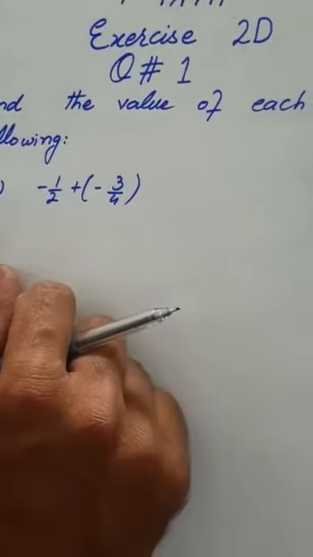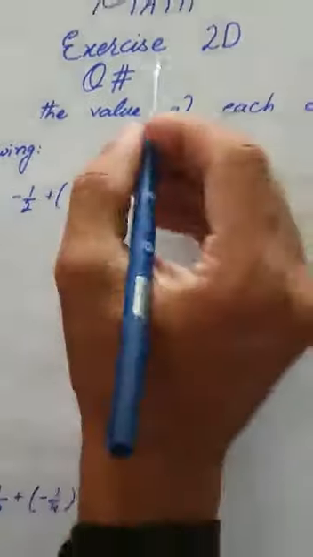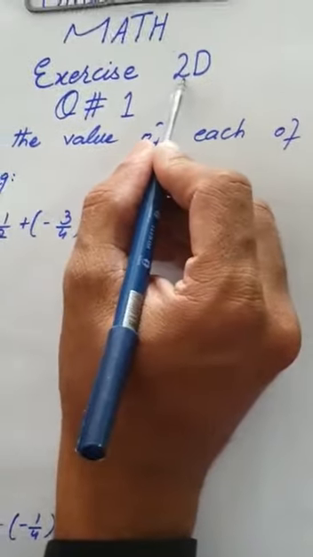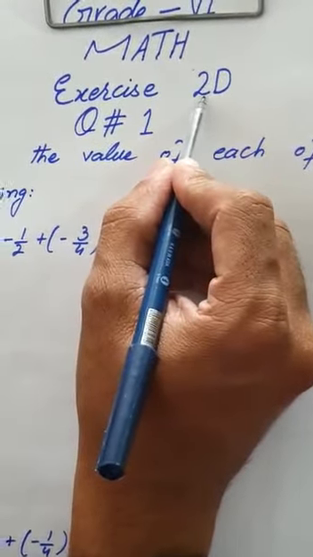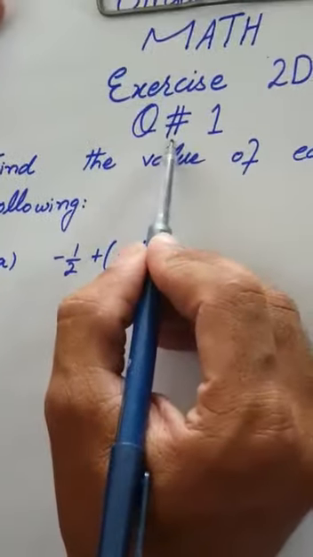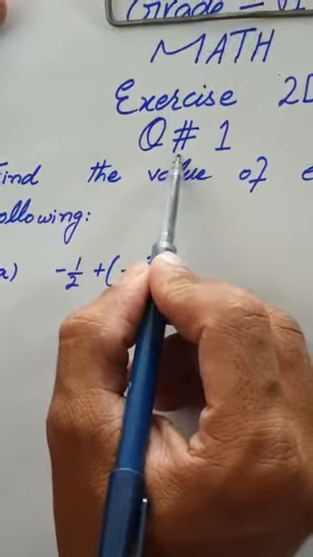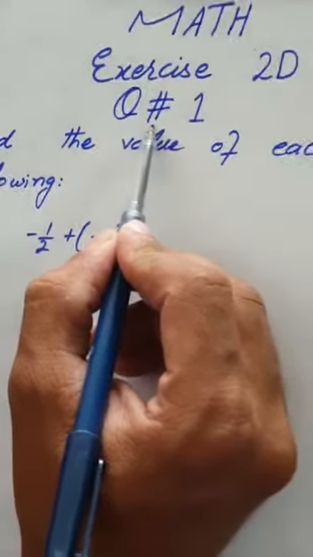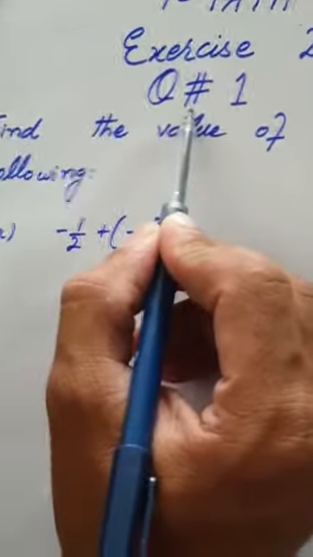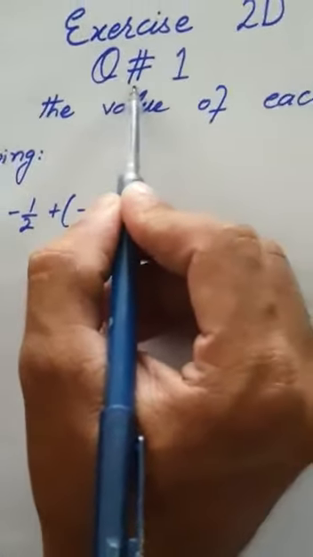Okay, ji. Let's move towards the exercise. Here we have exercise 2D. This is the last exercise of our syllabus, and we will deal with question number 1. There are 4 parts of question number 1. I will solve only 3. You will solve the 4th one by yourself. So first of all, we will solve the A part.